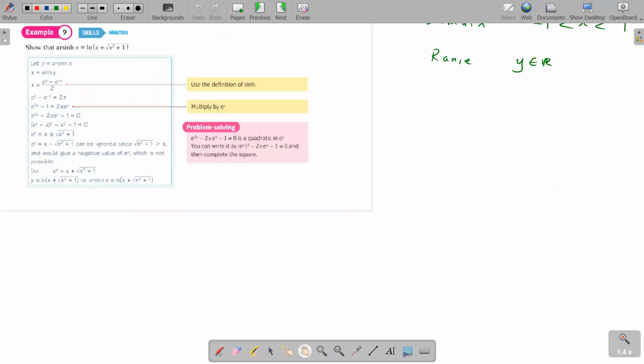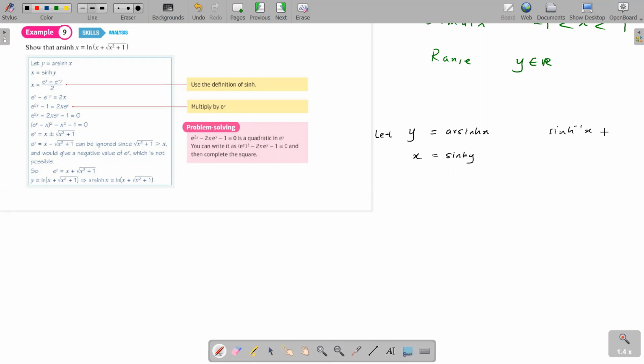So how does it work? We are supposed to show that arsinh x is equal to this, right, guys? So what we do here is we start by saying let y be equal to arsinh x. Now, arsinh x is another way of saying sinh inverse x. So in other words, I have here x equals sinh y, right, guys? Do you agree with me?